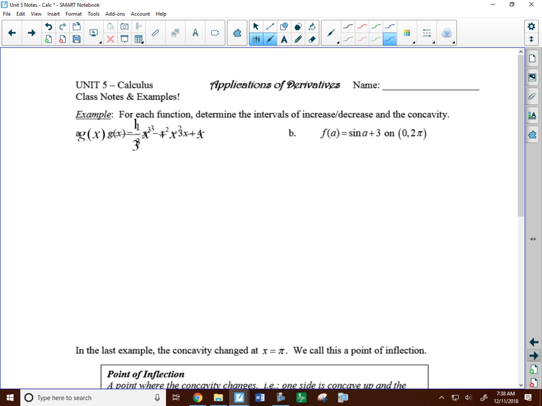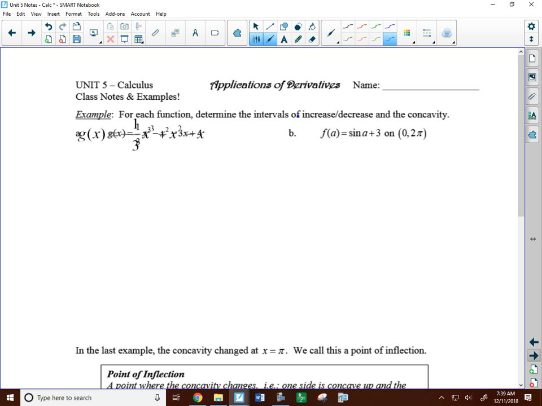It's a little blurry up here, but it's negative 1/3 x cubed plus x squared minus x. For each function, let's determine the intervals of increase, decrease, and concavity. So what I'm going to show you is the exact same thing, except first versus second derivative. So let's try 2. One will be trig, one will just be a polynomial.